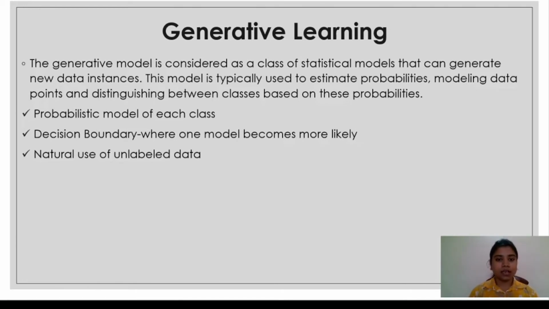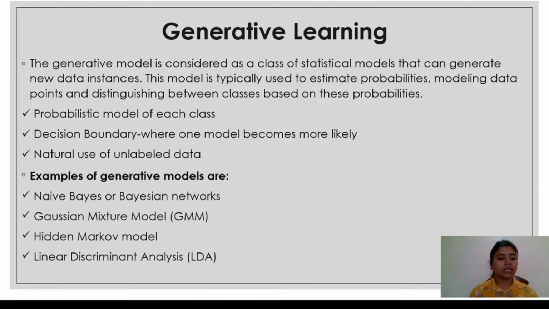Here are some examples of generative learning: naive Bayes or Bayesian networks, Gaussian mixture model, that is GMM, hidden Markov model, HMM, and linear discriminant analysis, LDA. Now we will go to discriminative learning.